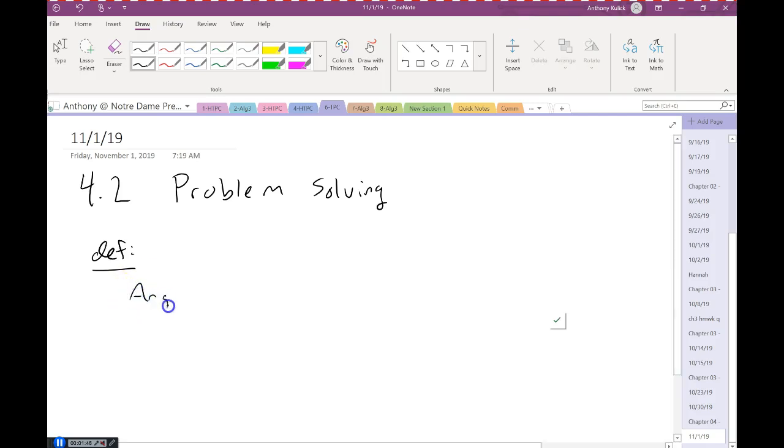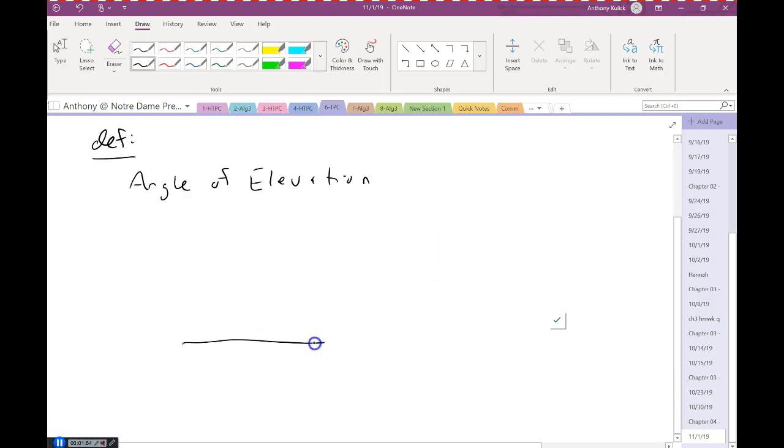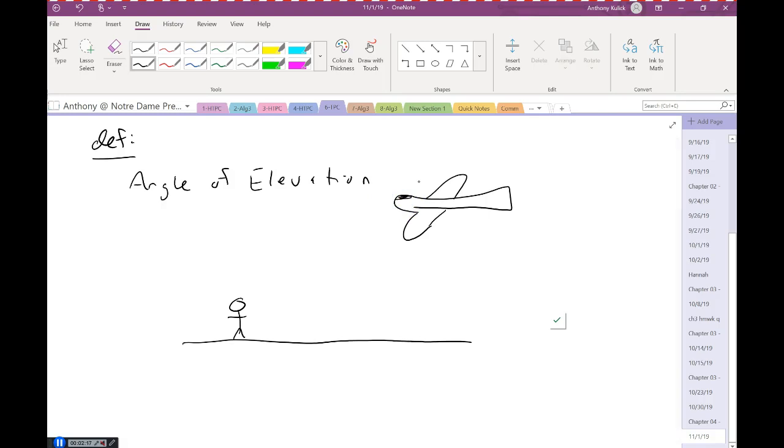So the first one is called an angle of elevation. So imagine you're standing on the ground and you see like an airplane going by in the sky or something. I mean, it's not my best airplane, but it's respectable. You can tell what it is. At least when I say an airplane, you're like, okay. Sure, that can be an airplane.